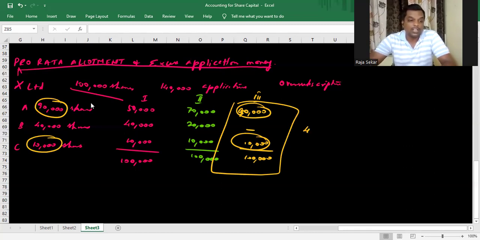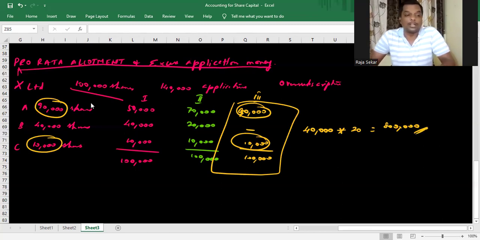Am I right? So the company will refund the application money received from B on the 40,000 shares. Assume the application money was 20 rupees per share. So B will be given back 8 lakh rupees, the money that he paid as application, because the company is not getting into a contract with him and it has rejected all the applications made by B. Understood or not, my dear children?